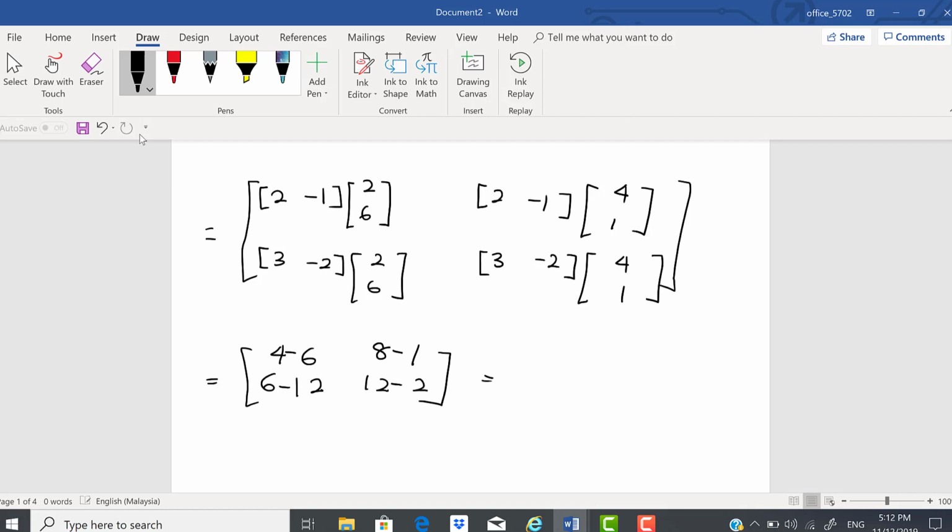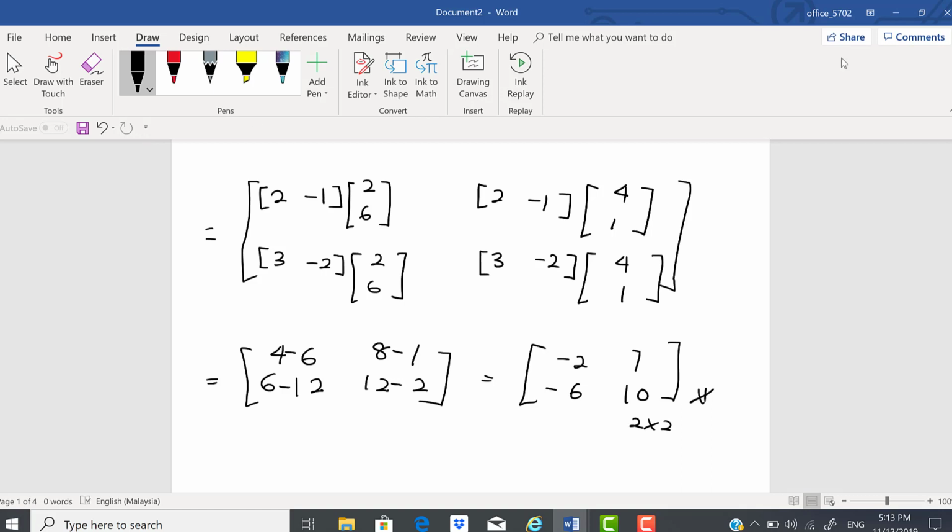So our final answer: 4 minus 6 is negative 2. 8 minus 1 is 7. 6 minus 12 is negative 6. 12 minus 2 is 10. So this is the final answer, a 2 by 2 matrix.